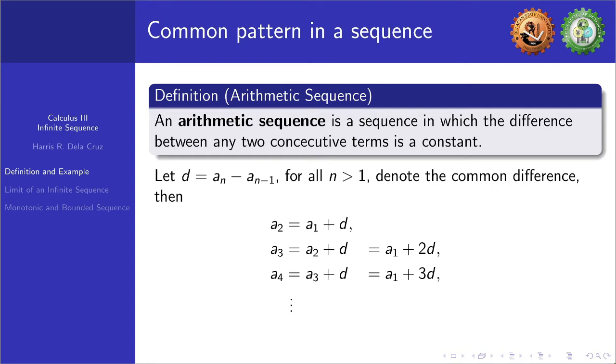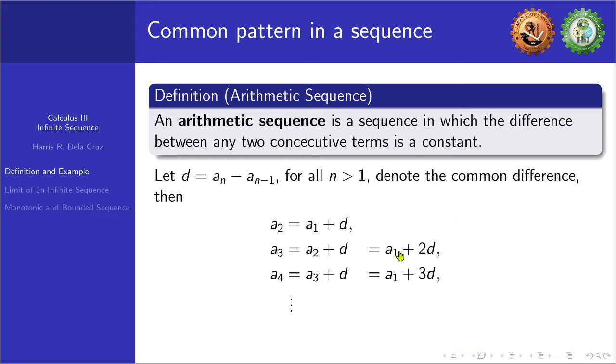So we can write A2 as A1 plus D, A3 as A2 plus D, but since A2 is A1 plus D, then we can rewrite this as A1 plus D plus D, or A1 plus 2D. So we can write A3 as A1 plus 2D. Now A4 is A3 plus D. Again, A3 is simply A1 plus 2D. So if we plug in this value here, then we get A1 plus 2D plus D or A1 plus 3D.